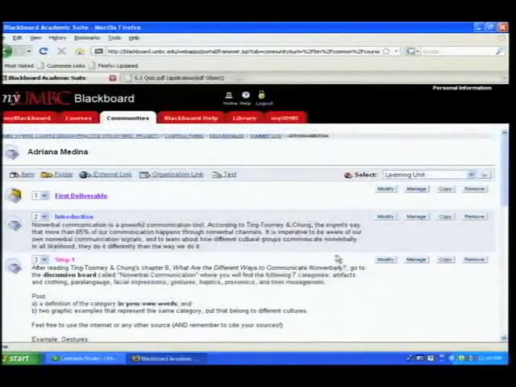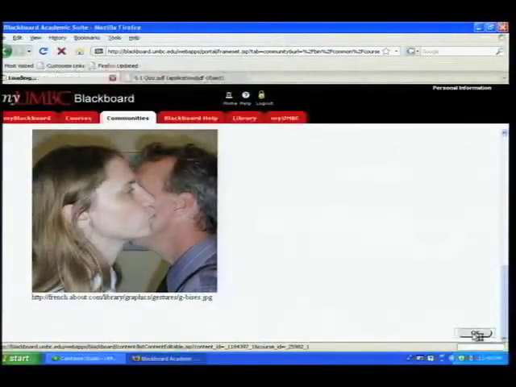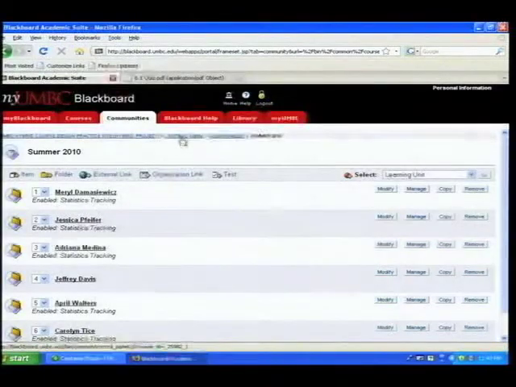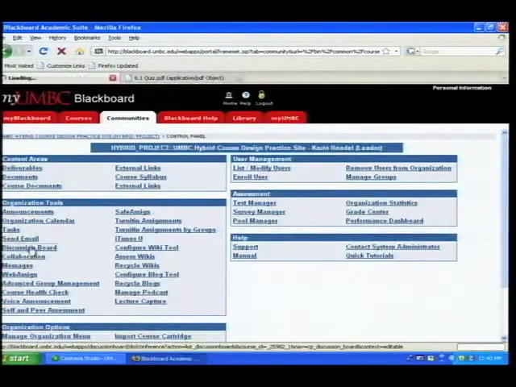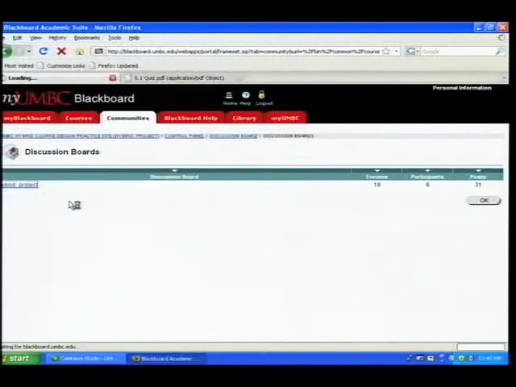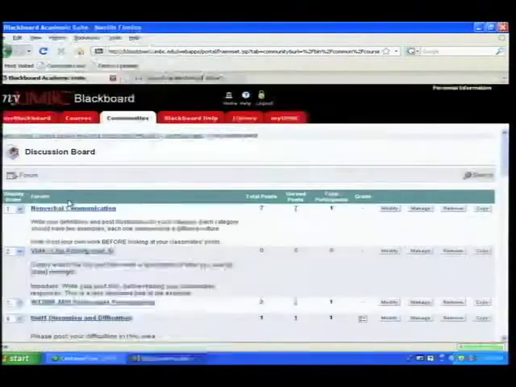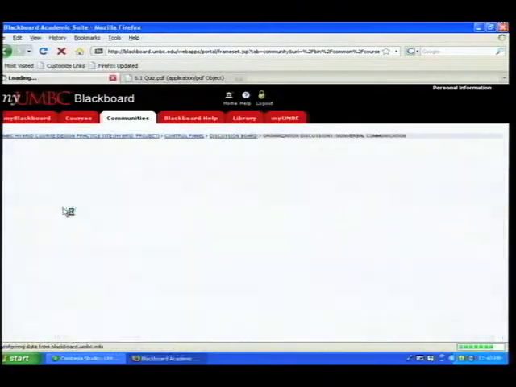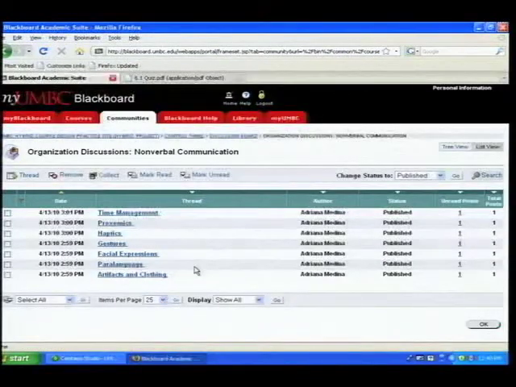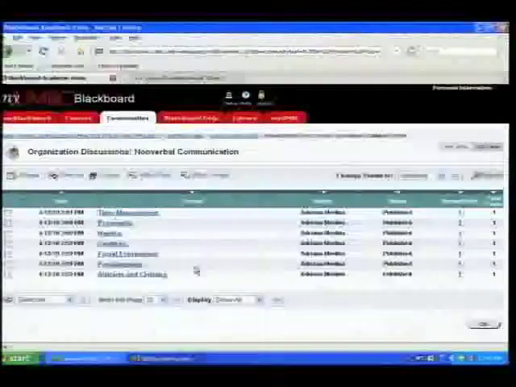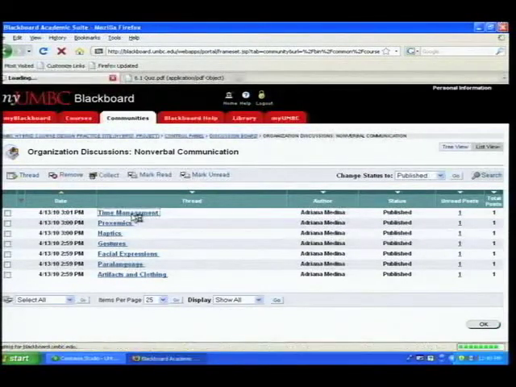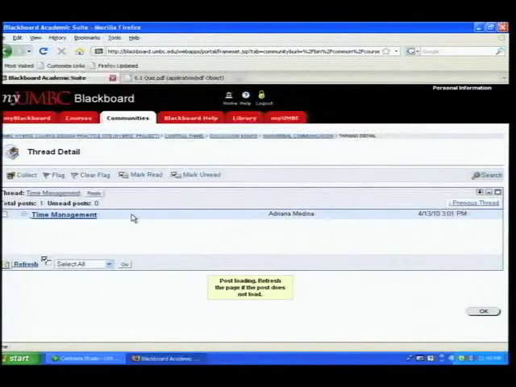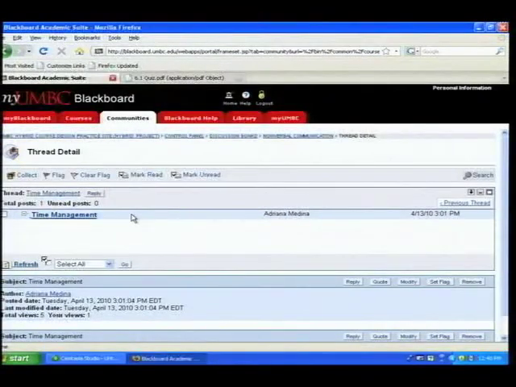They go to the control panel, to the discussion board, and they see it right there when it appears. Nonverbal communication, and they have the categories right there. So you go to time management, and you put your definition there, and 2 pictures, and that's that. I'm having my middle name be Simplicity. I think it works. I think.